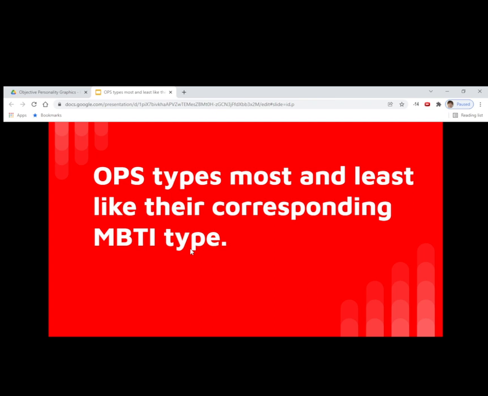Video, I'm going to be doing something a little bit different. And I'm going to be talking about the OPS types that are the most and least like their corresponding MBTI type. So, like, there are 32 kinds of ISTJs in OPS land. But which variant of ISTJ is the most like the counterpart ISTJ in MBTI land? Which one is the least like the ISTJ? And so on for these other types.